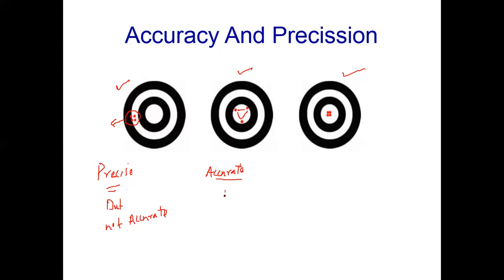This one is accurate, but not precise. The third person hits the central area and all arrows are very close to each other. So this one has both accuracy and precision. While performing experiments, we need both of them. We need an accurate result as well as a precise result. Clear?